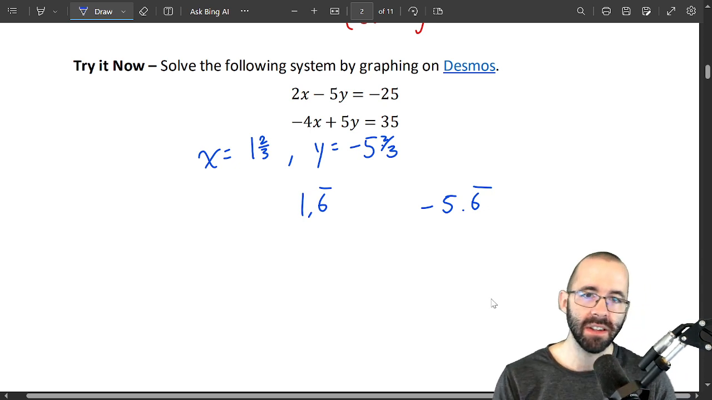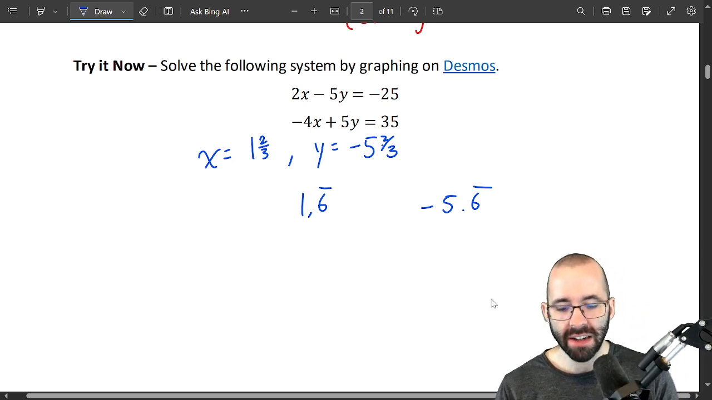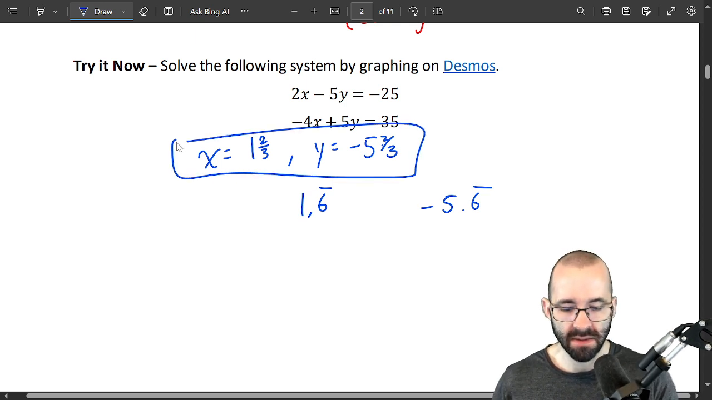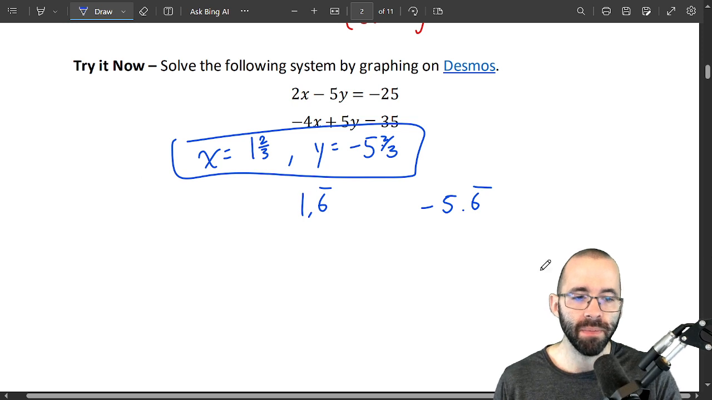Or you could write your number as an improper fraction. And we could check our answers too. If we plug in these x's and these y's, both equations should be true.